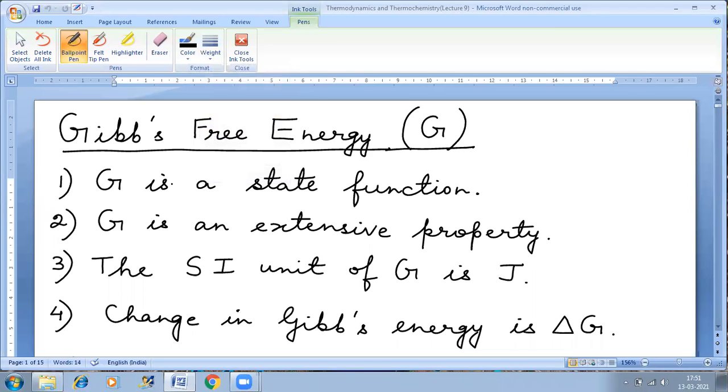Okay, Gibbs free energy. This is in continuation of the second law of thermodynamics. Capital G is the symbol for Gibbs free energy.